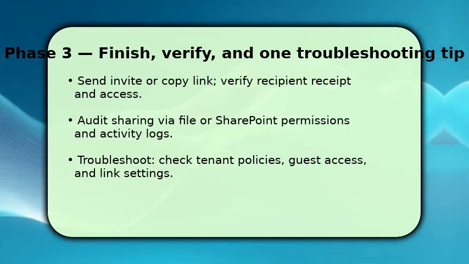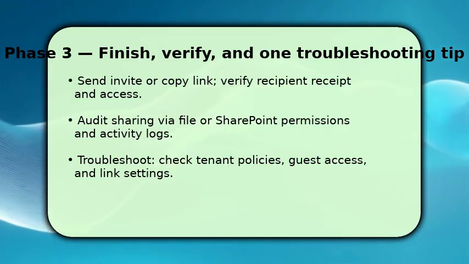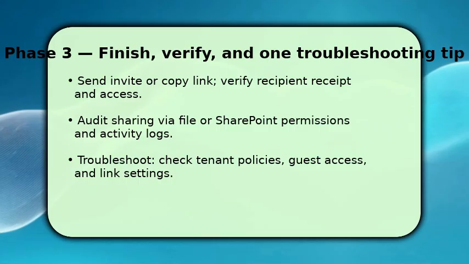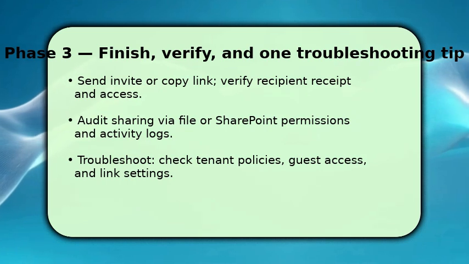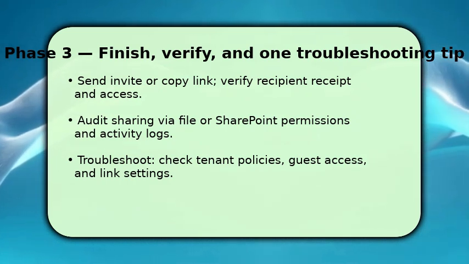Once complete, review permissions in the file or SharePoint settings and check activity logs to confirm access happened as intended. If something goes wrong, first verify tenant external sharing policies and guest user status. Then reissue a new link with broader scope or clear browser cache. A quick reshare often resolves transient permission mismatches.